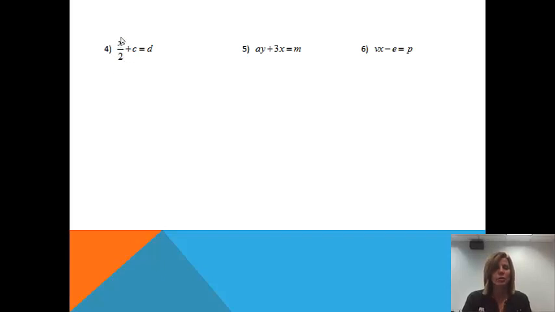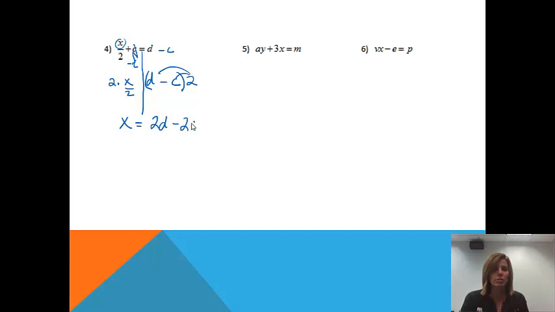Alrighty, on this one we want to solve for the x, so the first thing that I'm going to do is get rid of this plus c, so we're going to do minus c to both sides. So those are gone, so now I have x over 2 equals d minus c, and then to get rid of the divided by 2, we're going to multiply this side by 2, and then we're going to multiply this side by 2. So we get x equals, and then I'm going to distribute that to both parts, we're going to have 2d minus 2c. And that would be my answer.